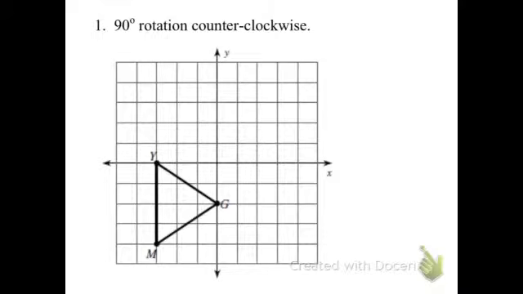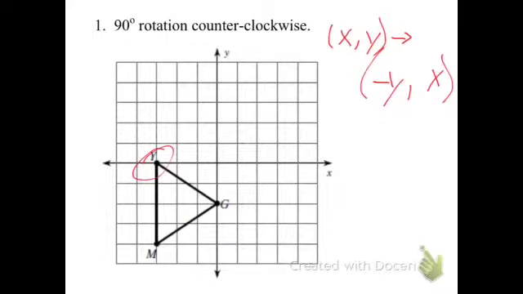You're supposed to do a 90-degree rotation counterclockwise. So in case you forgot, the function that does that is (x, y) goes to, you've got to switch the coordinates, and you've got to switch the sign on the y coordinate. So Y here is currently at (-3, 0).